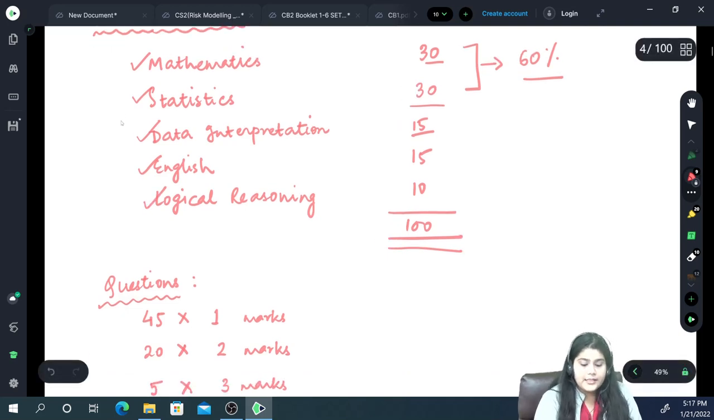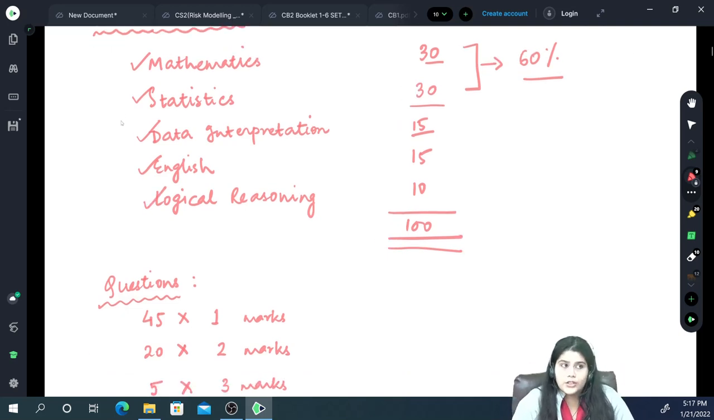The last part is logical reasoning. Logical reasoning again is 10 marks, which is the only remaining 10% of the paper. And in logical reasoning, we get different questions from different kinds of logical reasoning. When you will study, you will come to see that there are different topics inside logical reasoning.